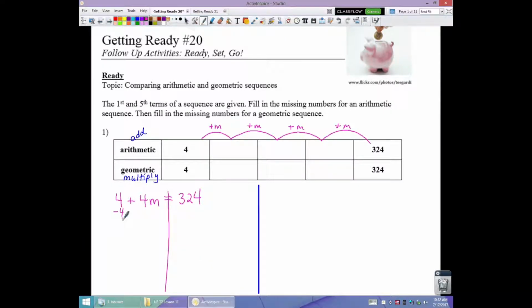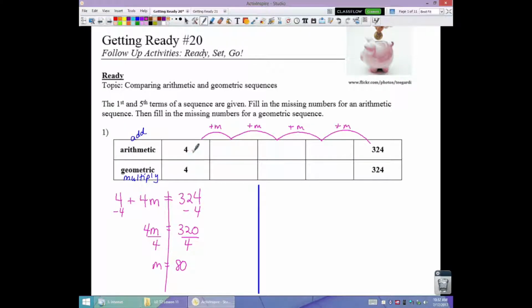Leaving us with just this linear equation to solve. Subtract 4 from both sides. So 4m is equal to 320. Divide both sides by 4. m is equal to 80. Telling me then that my constant rate of change is 80.